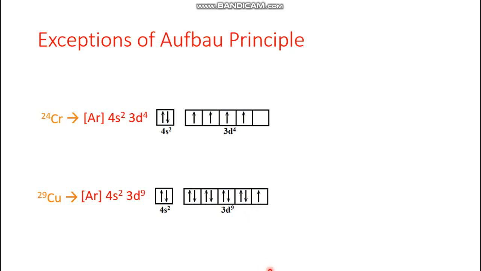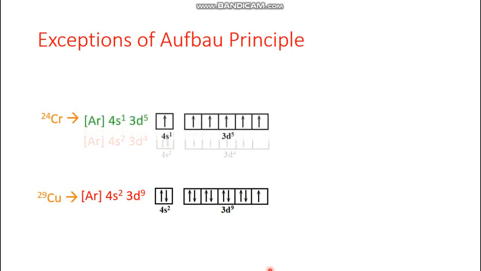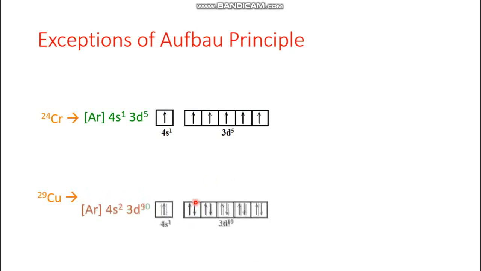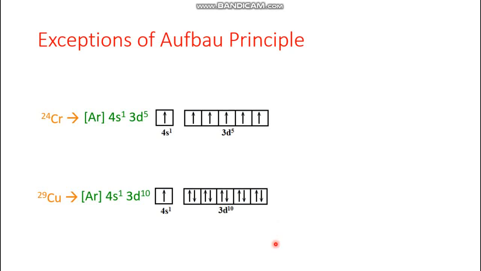Okay, so these are wrong for chromium. So this is the correct arrangement, and this arrangement for copper is also wrong, and this is the correct arrangement. Okay, these are the Aufbau principle exceptions.